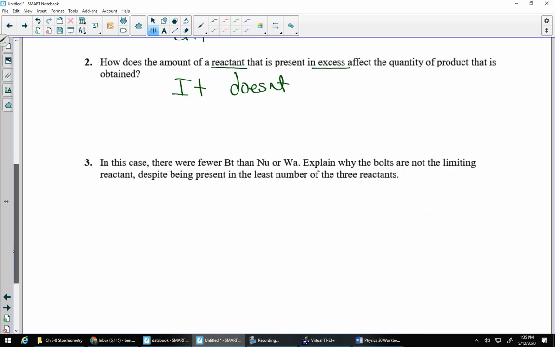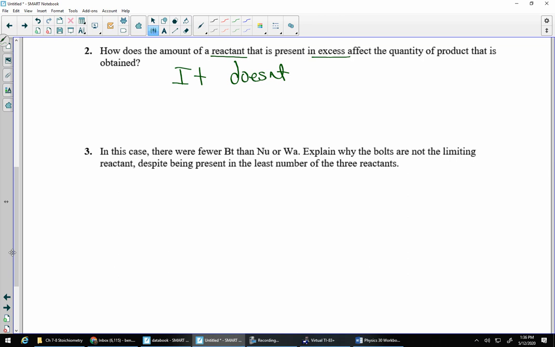So let's see. Question 3. In this case, there were fewer bolts than nuts or washers, but the bolts were not the limiting reagent or reactant. Can we explain that? Yeah, absolutely we can. And that's because it takes 2 nuts to make 1 widget.